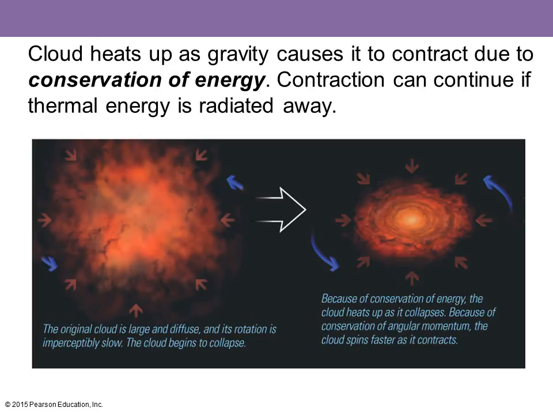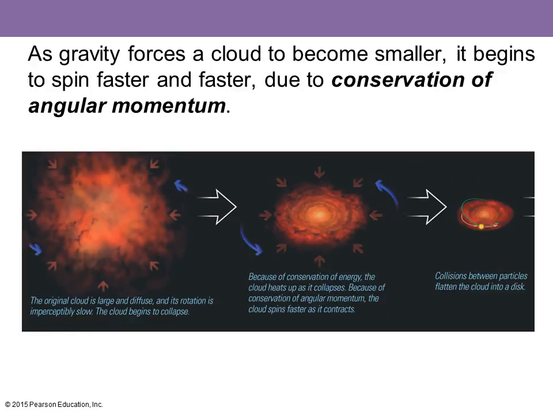So the cloud heats up as gravity causes it to contract due to conservation of energy. Contraction will continue if the heat energy is radiated away. And again, that's called the conservation of angular momentum. So it begins to spin faster and faster.